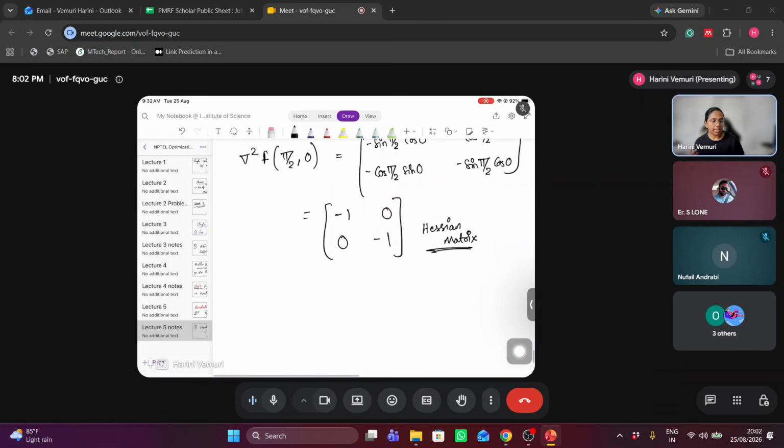Based on the eigenvalues of this matrix, we can know whether we have a maxima or minima, like whether it's a convex or concave function. Now we are trying to get first the quadratic approximation of f of x comma y equal to sin x cos y.